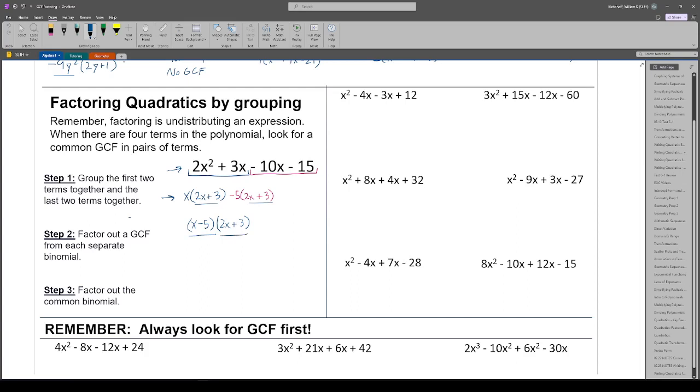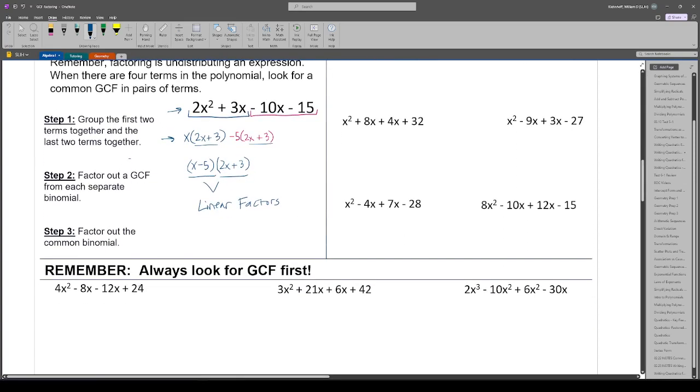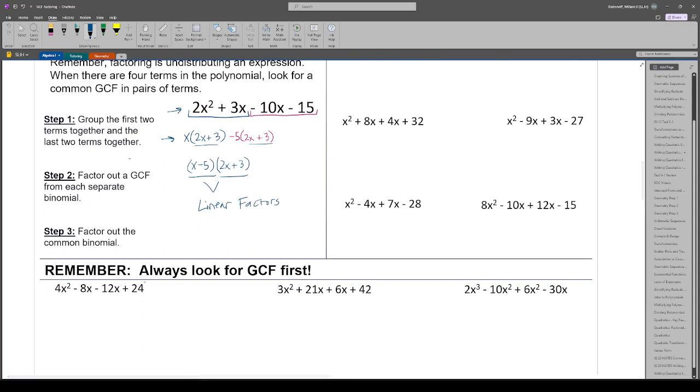And a reminder, these are called linear factors because they are a binomial that's x plus or x minus something. So if we thought of y equals x minus 5 as a line, y equals 2x plus 3 is a line. Okay, so there's some practice for factoring by grouping. There's a really important note below here that no matter what we're doing in factoring, we're going to spend like 7 days on factoring or something. Always look for a GCF before you do any other kind of factoring. It should always be the first thing you do.